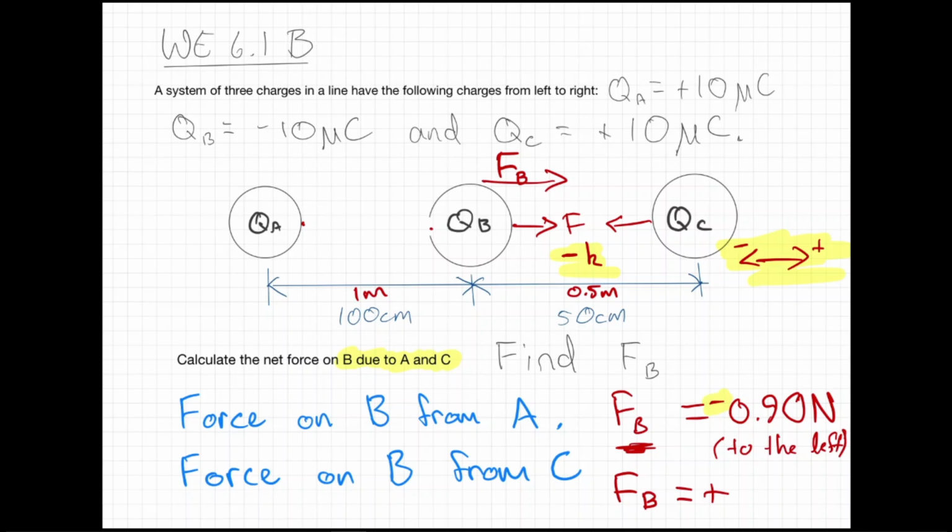Anyway, doesn't matter. Point is, there's a bunch of different ways of giving me direction. If you're doing higher level math, you might see a couple of different ones.